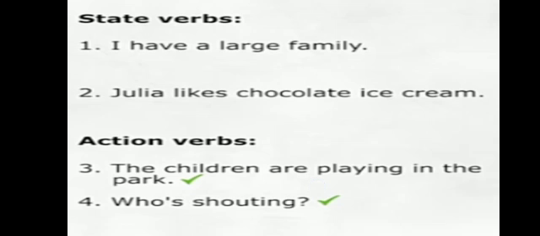Now students, as I have already told you, a verb can show an action or it can be a state of being. It means that a state can give you information about some situation. So over here, students, you can see the examples. I have a large family. Julia likes chocolate ice cream.